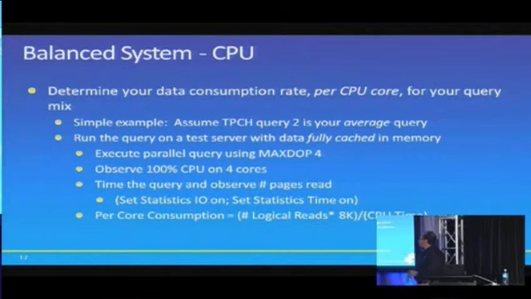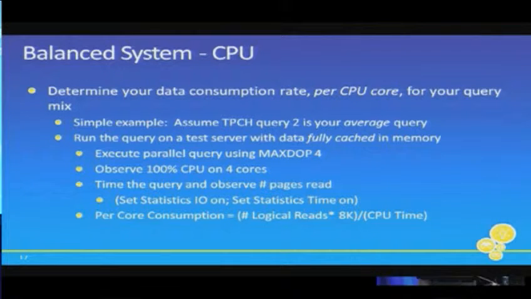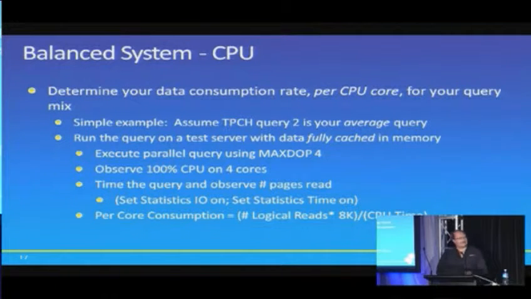The idea is to push the CPUs to go up to 100%, because we want to see the maximum consumption. And then there is a calculation here that you can do on your own as well. It's the number of logical reads times 8K divided by the CPU time. That gives me a very important number that says per core consumption of the I/O. And this is very simple to do. As you exercise your system, you can capture those perfmon counters and come up with that rating.